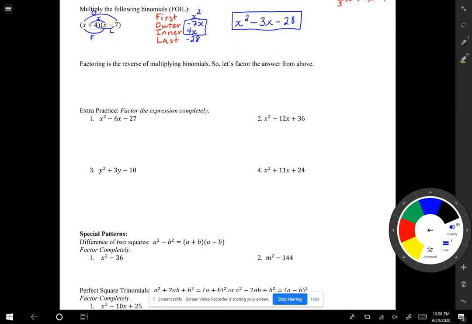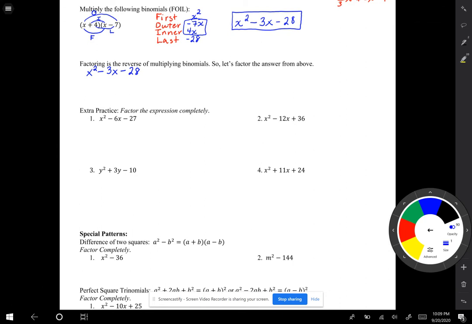Now, the reason why I did multiplying binomials is factoring is the reverse of multiplying binomials. So we are going to take the answer from up above, the x squared minus 3x minus 28, and we are going to factor it. So that's the directions, factor it. I'm going to write the expression, x squared minus 3x minus 28. Well, how do you factor it? You know your answer is going to have two sets of parentheses.